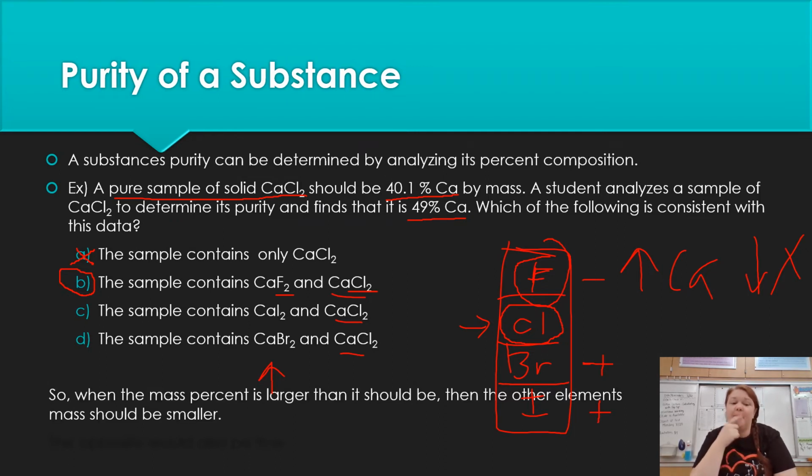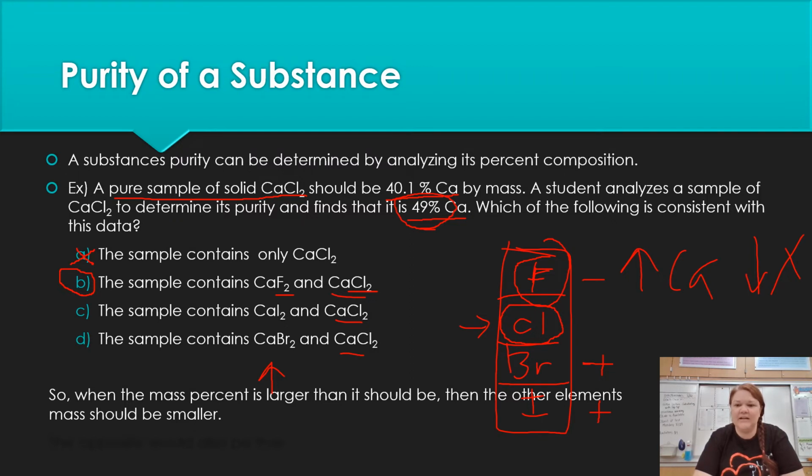So it says when the mass percent is larger than it should be, so in this case, calcium's mass percent was larger than it should be, it was 49%, then the other element it's bonded to, its mass should be smaller, right? If one goes up, the other's got to go down because they're percentages. Everything has to add up to 100. So that's a good way we can analyze a multiple choice question like this. We don't have to do a whole bunch of calculating. We just have to think about it and eliminate some answers.